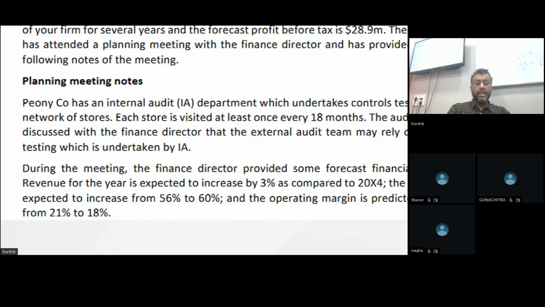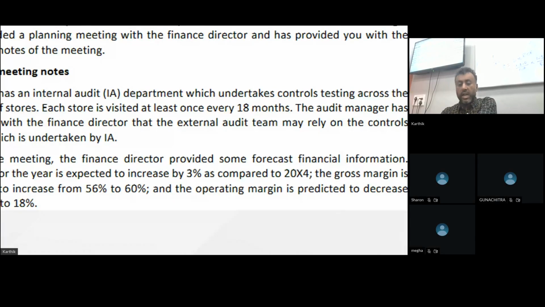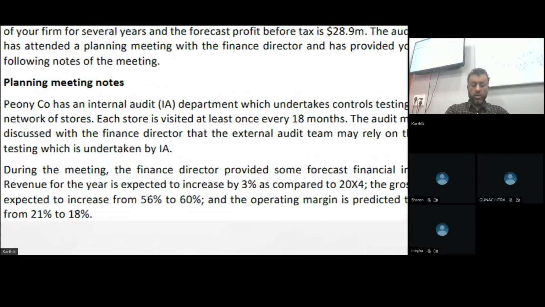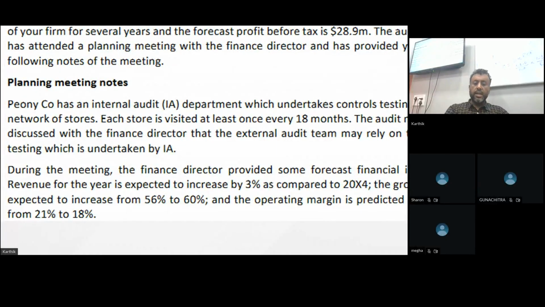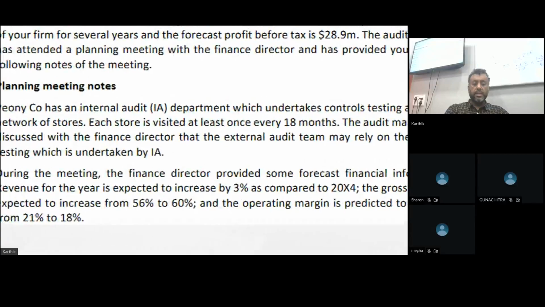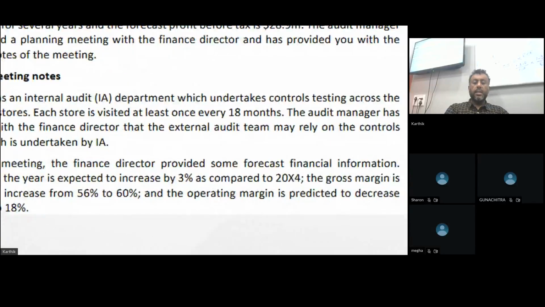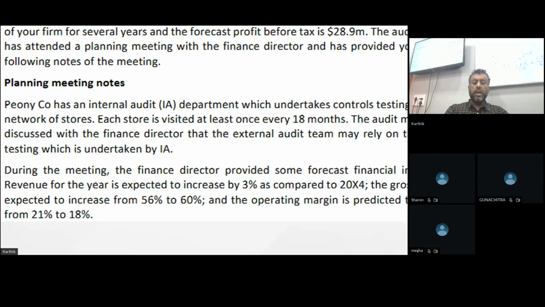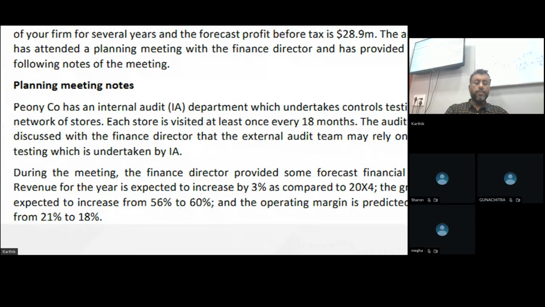P Company has an internal audit department which undertakes control testing across the network of stores. Each store is visited at least once every 18 months. The audit manager has discussed with the finance director that the external audit team may rely on the control testing which is undertaken by the internal auditor.